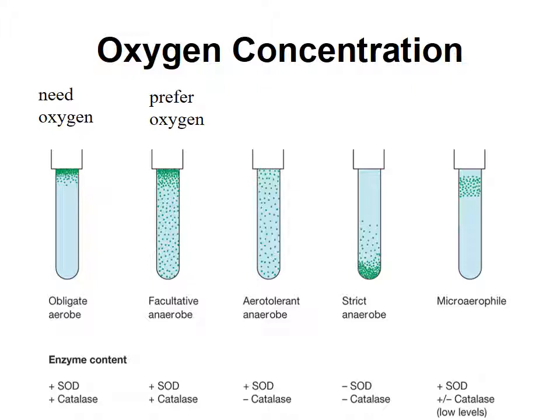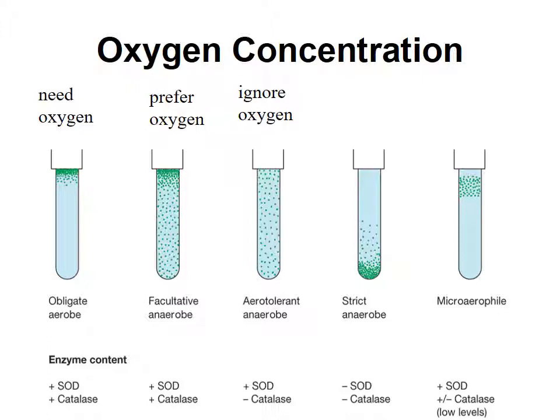Our next classification, facultative anaerobe. Facultative anaerobes don't actually require oxygen for growth, but they grow better in its presence. In the presence of oxygen, they will use aerobic respiration. Our third classification is the aerotolerant anaerobe. Aerotolerant anaerobes such as Enterococcus faecalis simply ignore oxygen, but they grow equally well whether it's present or not.